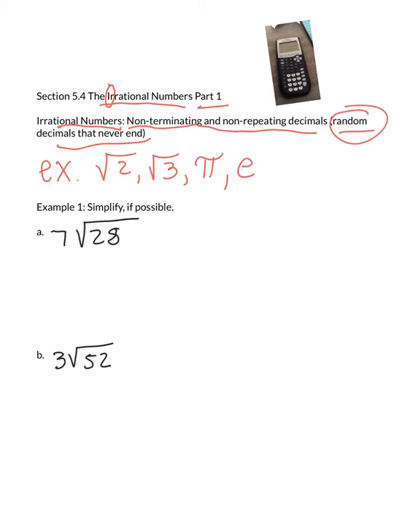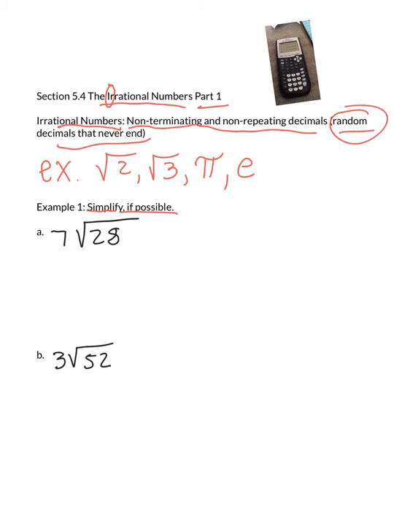So working with these, looking at example 1, it says to simplify if possible. The problem in math with working with irrational numbers is we don't want a rounded answer. We want an exact answer. So we're not going to look at the decimal answer. We're just going to look at how we can simplify that answer, and often we're going to be stuck with a square root symbol in the final answer.